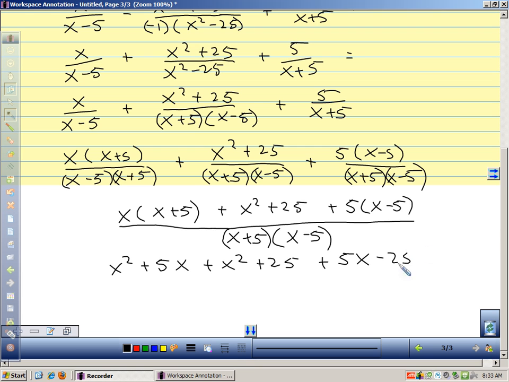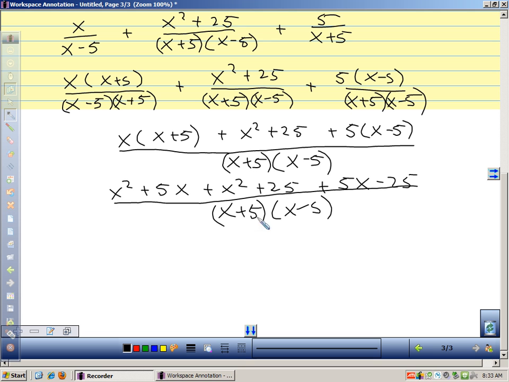Why can't you cancel stuff out? Because you have x plus 5 from the bottom and from the top. We have to remember, to cancel it, it has to be common to everything. In order to cancel it, we'd have to have an x plus 5 in every term in the numerator, or x minus 5 in every term to cancel it. So it has to be common to everything. And this is all over x plus 5 times x minus 5.